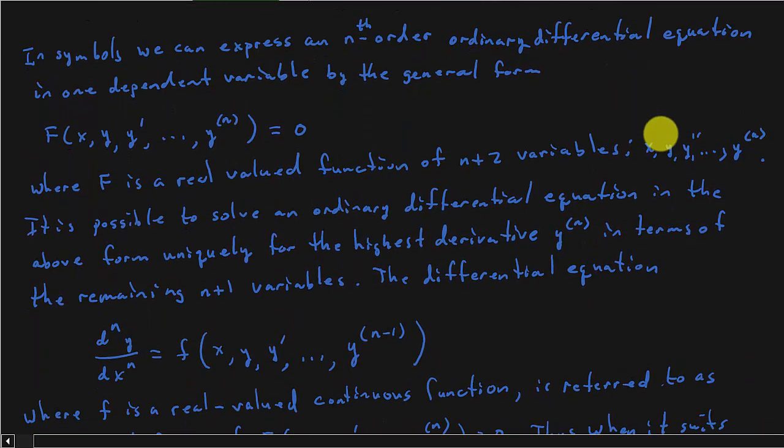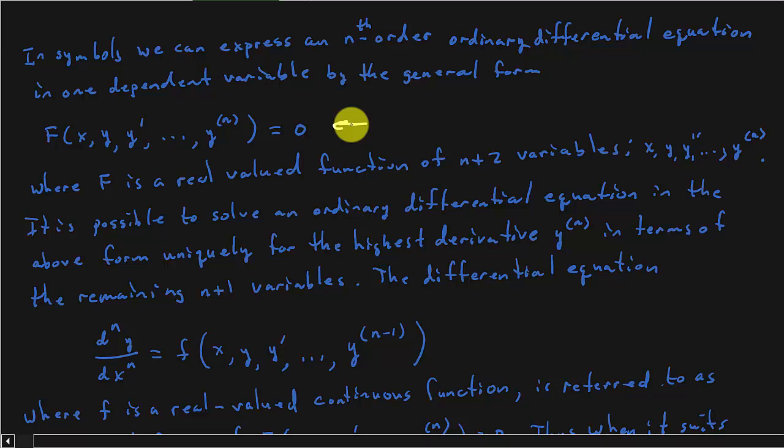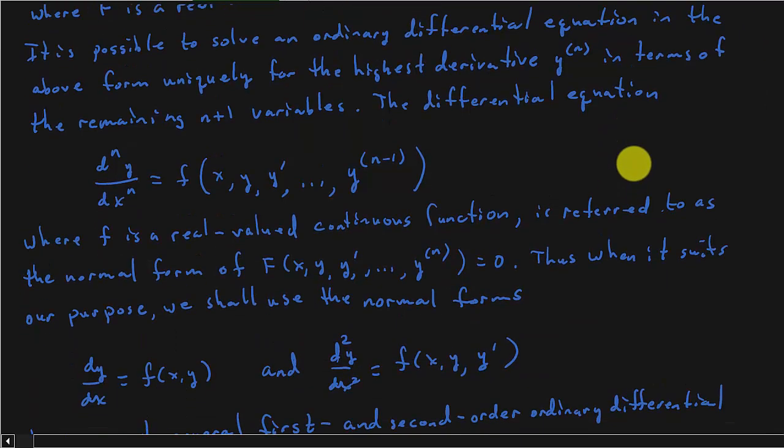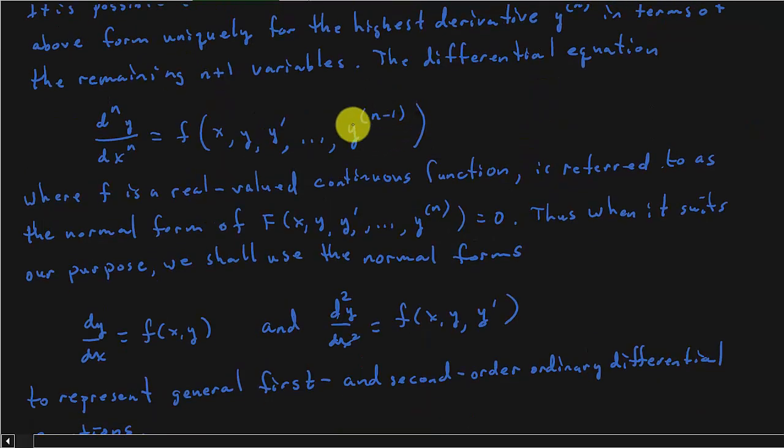All right, so here it says in symbols we can express an nth order ordinary differential equation in one dependent variable by the general form F(x, y, y prime, ..., y^(n)) = 0, where F is a real valued function of n plus 2 variables: x, y, y prime, and so on. It is possible to solve an ordinary differential equation in the above form uniquely for the highest derivative, the nth derivative, in terms of the remaining n plus 1 variables. The differential equation, notice in this one we went to the nth derivative, but here we go to the n minus 1 derivative, and you've got the nth derivative over here by itself, where f is a real valued continuous function, is referred to as the normal form.